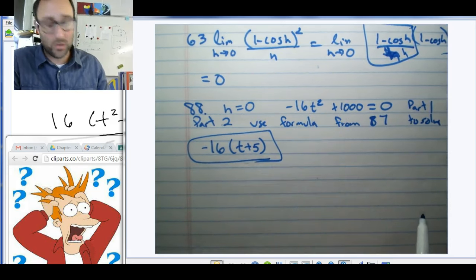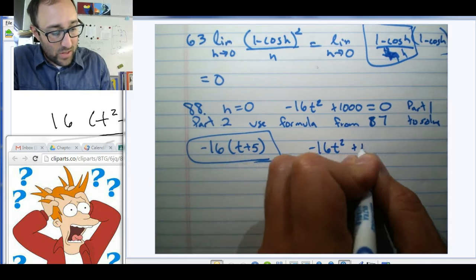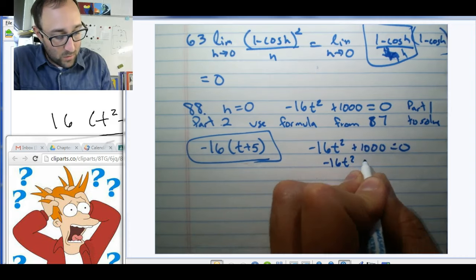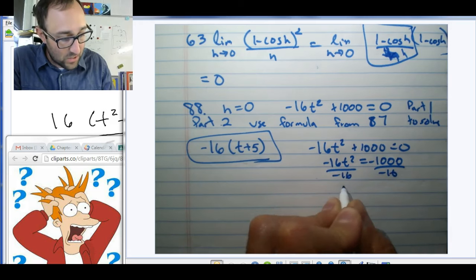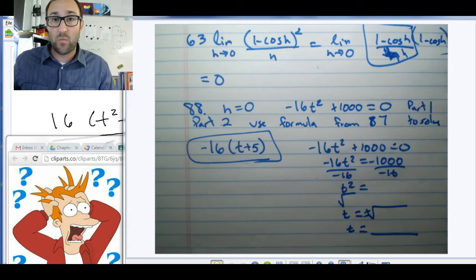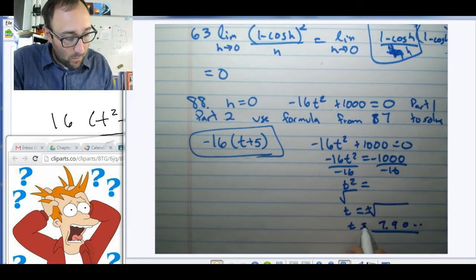So you solve this quadratic equation. You say negative 16 t squared plus 1,000 equals 0. Subtract 1,000, you get negative 16 t squared equals negative 1,000. Divide by negative 16 on both sides, you get t squared equals that number, and then take the square root to get t equals the square root of all that stuff. You get plus and minus, so t equals some number, and this is the number: 7.90 and so on. So it's about equal to that.